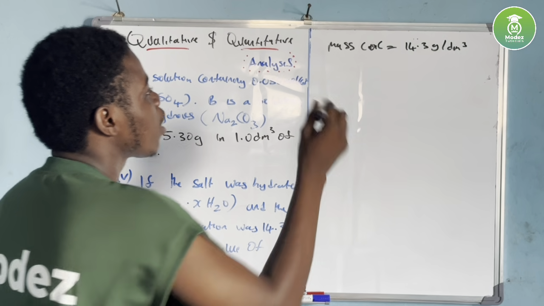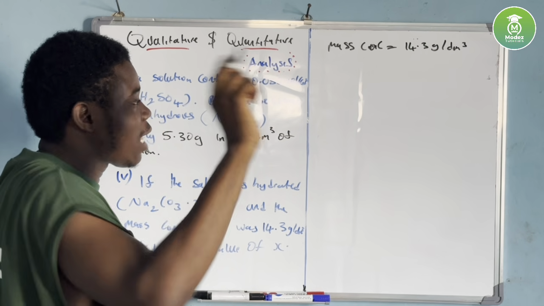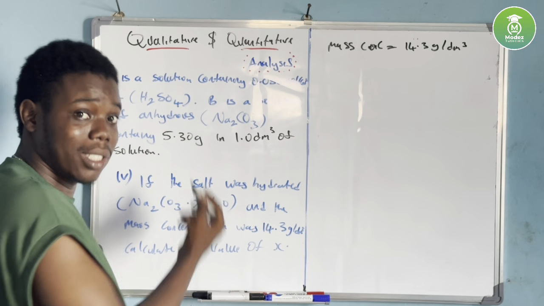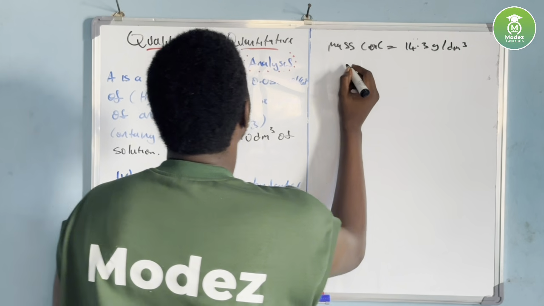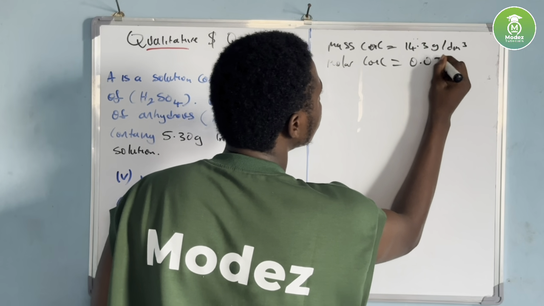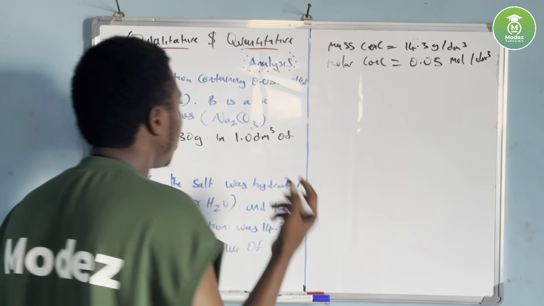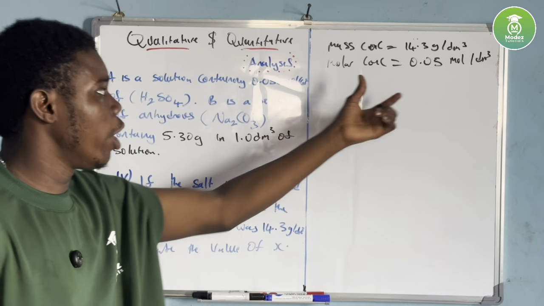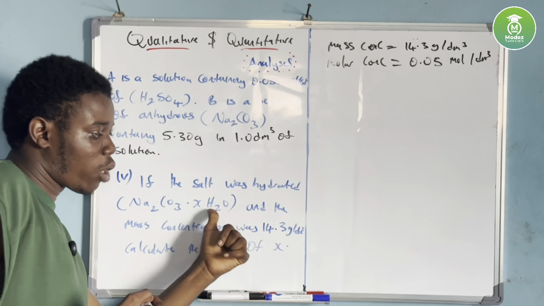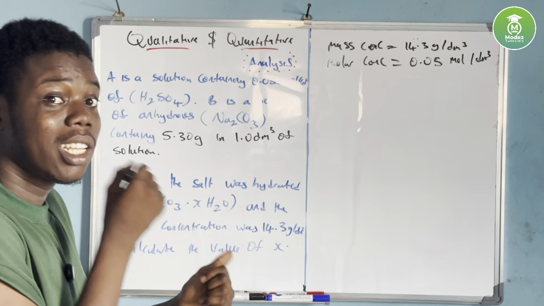Now, let me show you. We already know the mass concentration. Don't forget that the molar concentration we got for B was the same thing as 0.05, which is the same thing as the acid. Do you get it? So the molar concentration is 0.05 mole per dm cube. Now, don't forget I told you that what you need to do is get the molar mass. Once you can get the molar mass of this water of crystallization salt, you can easily get the number of water of crystallization that it has.